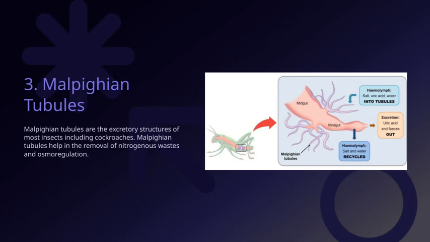Now, let's take a closer look at the Malpighian tubules, which are the main excretory structures in most insects, including cockroaches. These tubules play a crucial role in helping insects manage their waste, particularly nitrogenous wastes, which are byproducts of protein metabolism. They also assist in osmoregulation, maintaining the proper balance of water and salts within the body. Essentially, these tubules are vital for the insect's survival, ensuring waste removal and internal balance. Understanding these structures helps us see how insects have adapted to efficiently regulate their internal environment, which is key to their success in various habitats.